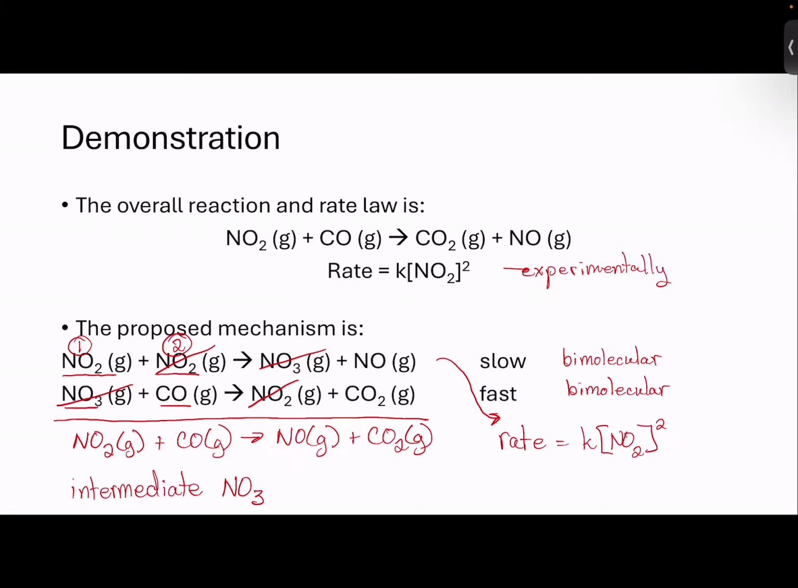Now we can say, yes, this reaction mechanism is a valid reaction mechanism because the overall reaction is the same and the rate law from the reaction mechanism is the same as the rate law of the overall reaction that was determined experimentally. Questions?